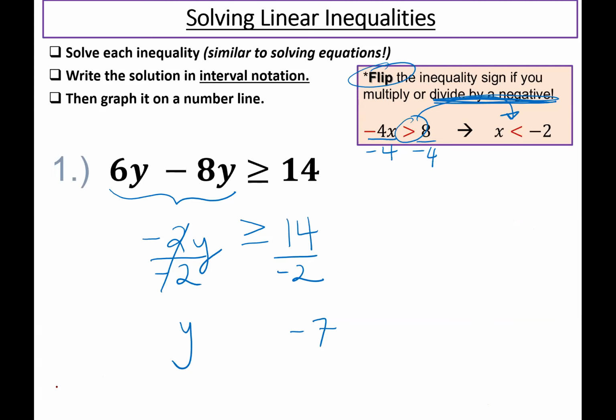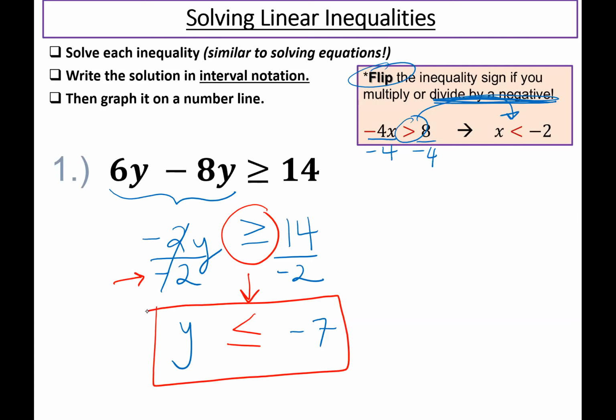Okay, so let's recap. Here was number 1. 6y minus 8y is greater than or equal to 14. We combined like terms and got -2y is greater than or equal to 14. Then we were dividing both sides by -2. Because we're dividing by a negative, we will take our inequality sign and flip it. So instead of being greater than or equal to, now it's less than or equal to. So our answer is y is less than or equal to -7.